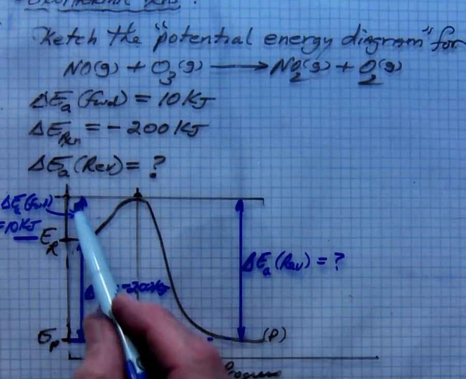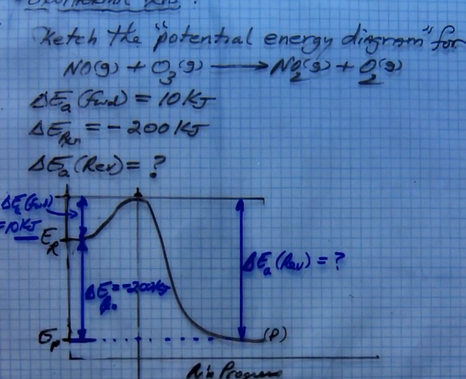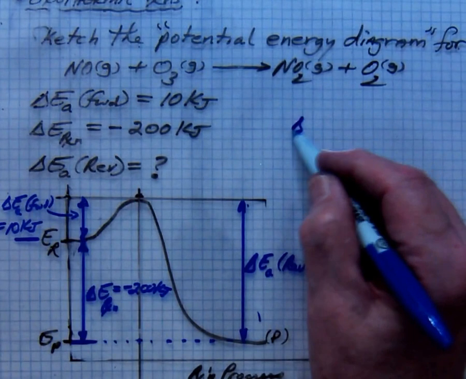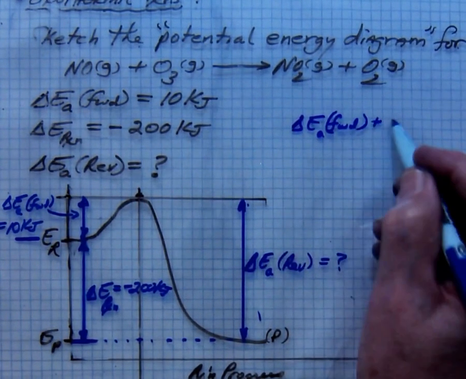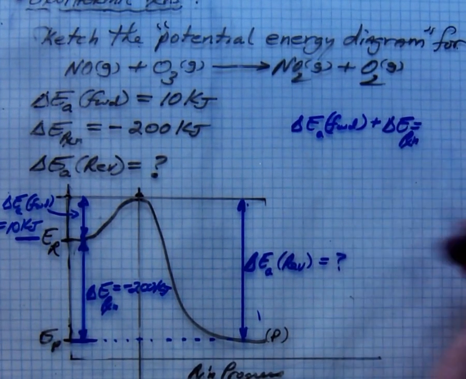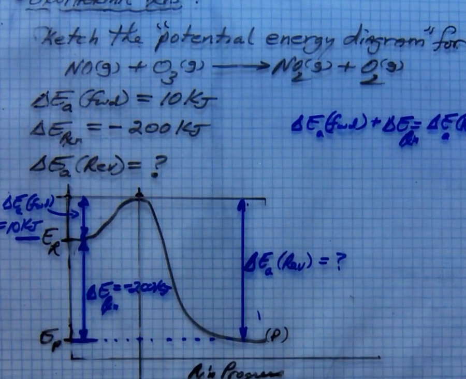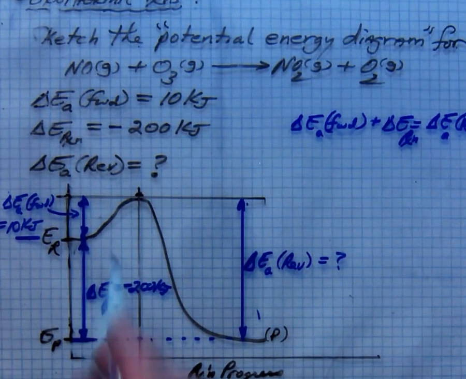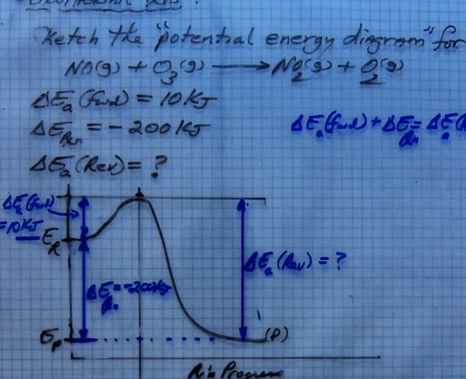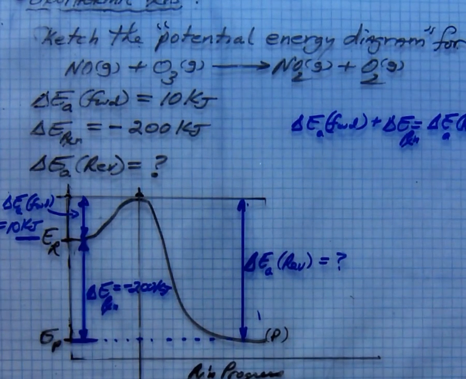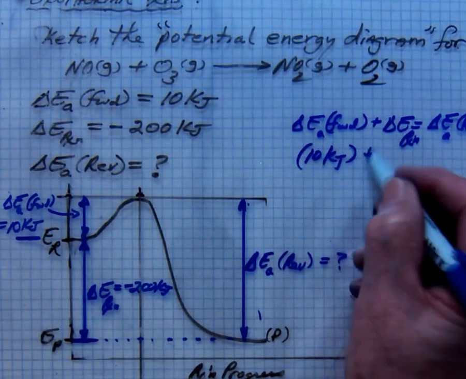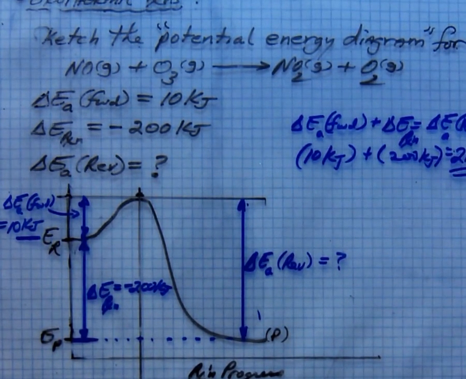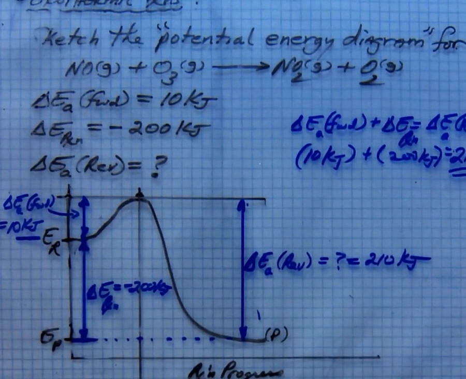Well, geometrically, the length of the forward activation energy line plus the length of the reaction energy line is equal to the length of the reverse activation energy. So delta EA forward plus delta E of the reaction is equal to delta EA for the reverse reaction. Even though it does come out negative, which it is supposed to, we have to use that magnitude, 200 kilojoules, to add to the forward activation energy to get the appropriate reverse activation energy. So the forward is 10 kilojoules plus 200 kilojoules, and that equals 210 kilojoules for the reverse reaction activation energy.